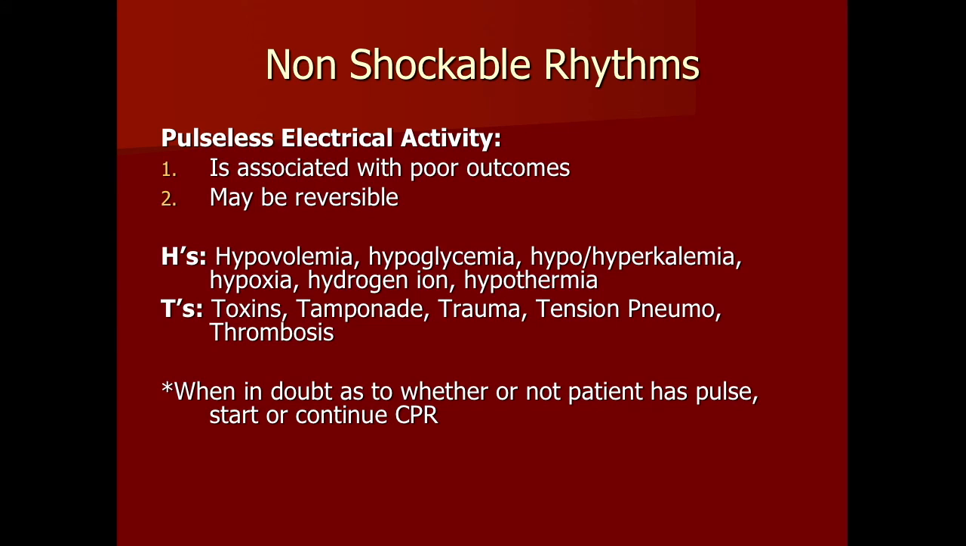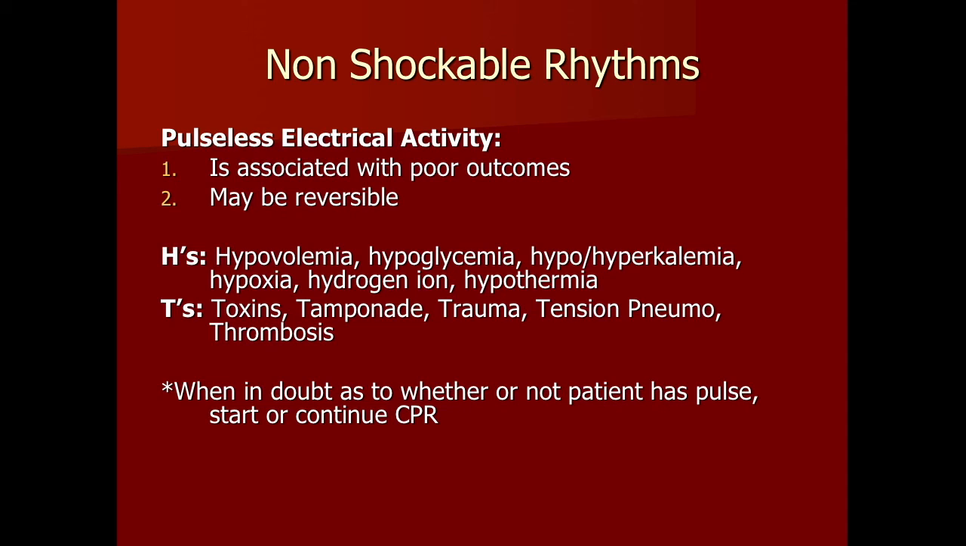Non-shockable rhythms, again: pulseless electrical activity. It's associated with poor outcomes, but it can be reversible. When you're looking at pulseless electrical activity, of course, you're going to see what looks like an organized rhythm on the machine, but the patient is indeed pulseless. So look for your reversible causes. Think about your H's and your T's. Some examples: hypovolemia, hypoglycemia. Your T's: trauma, thrombosis, tension pneumothorax. You always want to think about why this patient is coding and what you can do to reverse it.